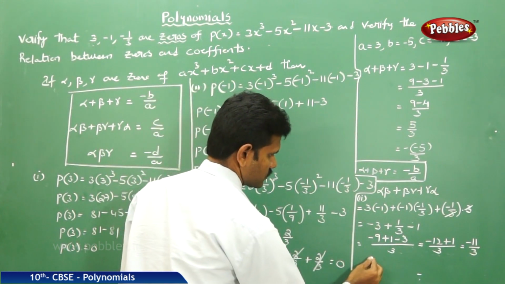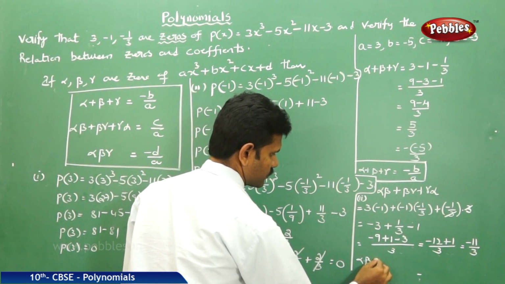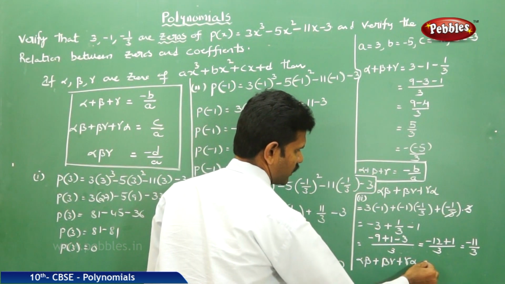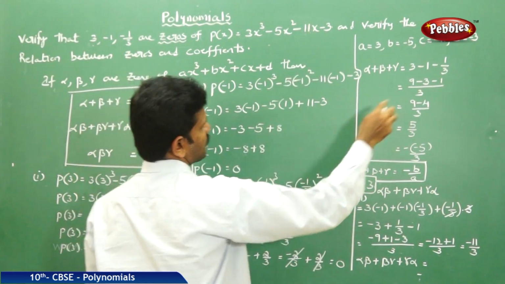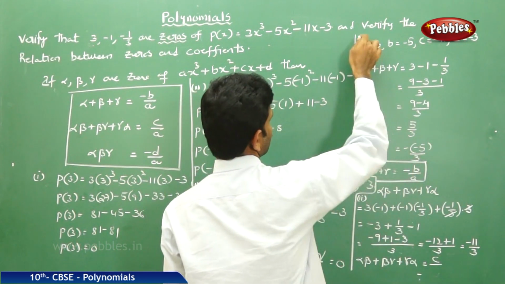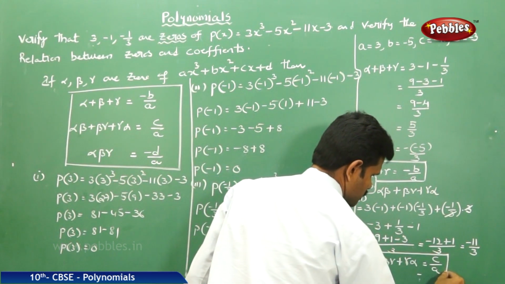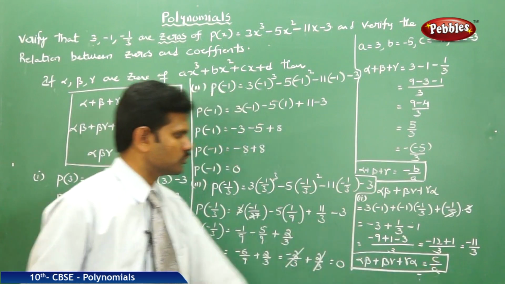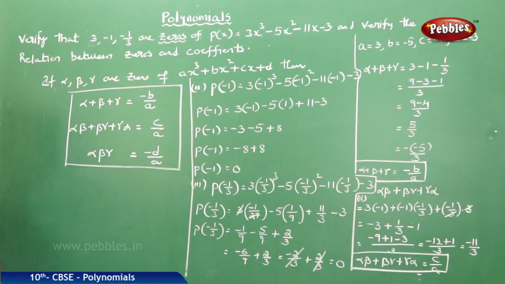Therefore the answer: alpha beta plus beta gamma plus gamma alpha is equal to minus 11, nothing but c, by 3, nothing but a. My second condition is also proved just now. Alpha beta plus beta gamma plus gamma alpha is equal to c by a. Second condition is also proved. Let's see the third case.